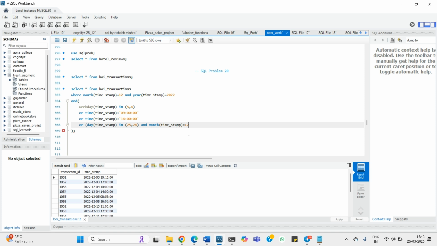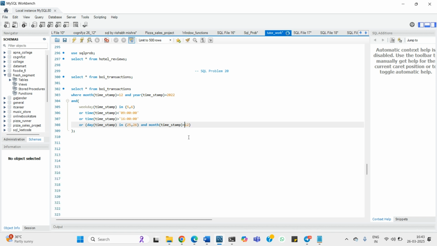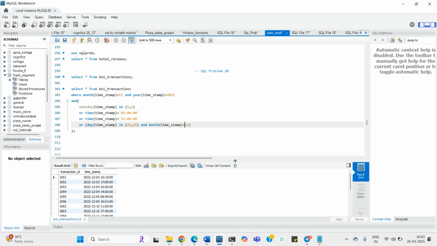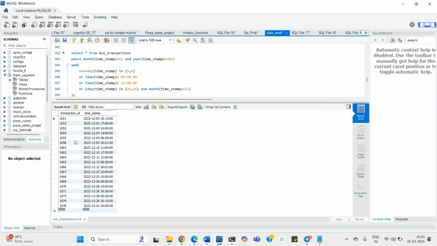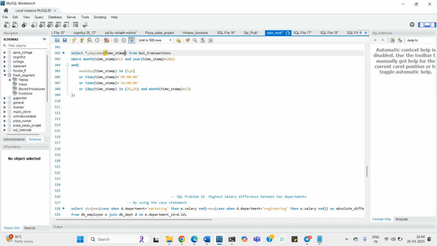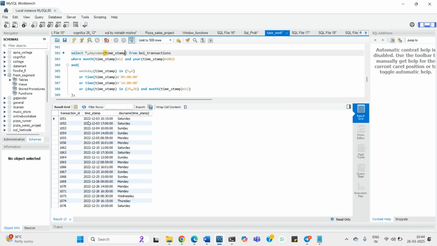Now if I press enter, you can see we have only those transactions which are invalid. Our first transaction, 1051, is the transaction ID and transaction timestamp. For better understanding, I can show you by using the day name of the timestamp because it will be easier to understand. So now you can see our transaction 1051 is on Saturday.